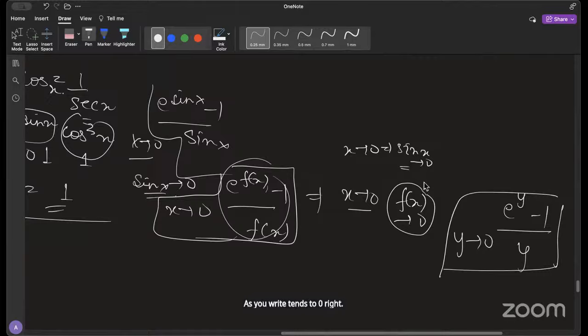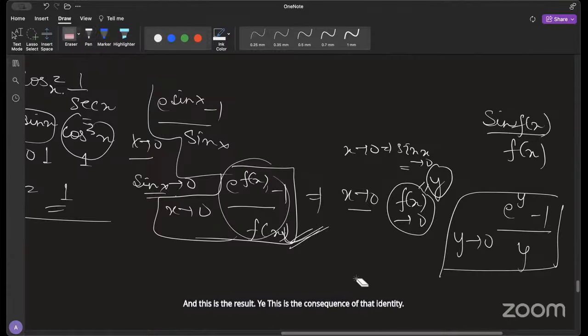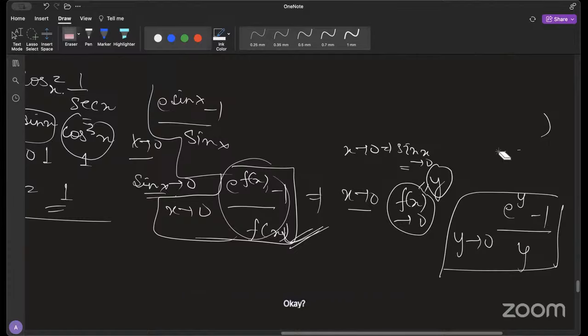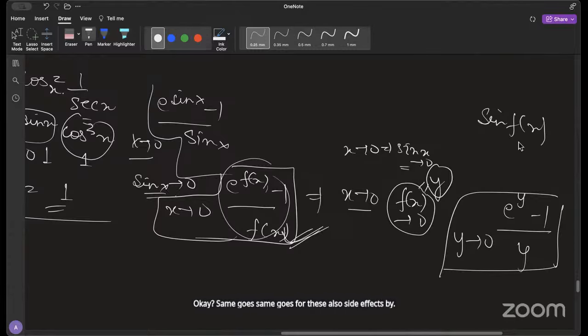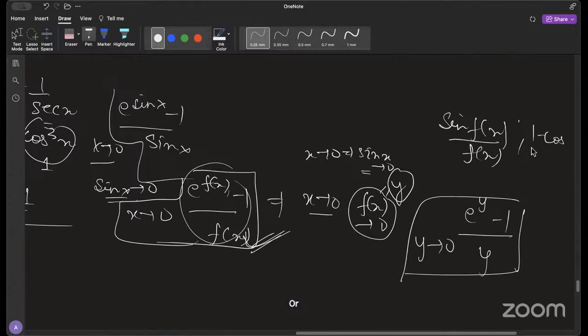This is an identity. It happens everywhere. Even if you have sin fx by fx, that's an identity. E to the power x minus 1 by x, yeah, this is an identity. And that's the result I was talking about. This is the consequence of that identity. Okay. Same goes for these also. If you see something like sin fx by fx, or 1 minus cos fx by fx.